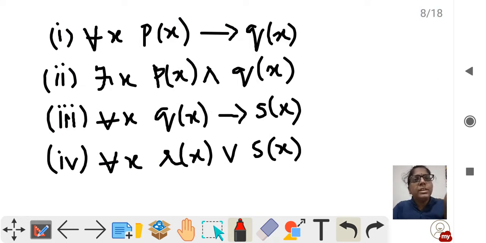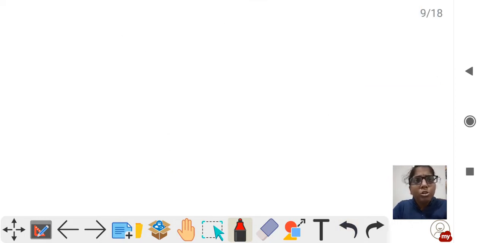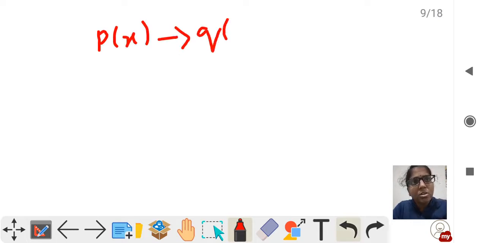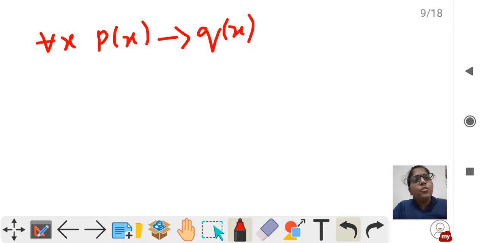Okay. So the first one is: for all x, p of x implies q of x. What is p of x? X greater than or equal to 0. Q of x is x squared greater than or equal to 0. So p of x implies q of x, for all x, we have to prove. You will get 0 for an implication only in the case where the first sentence is true and the second sentence is false.